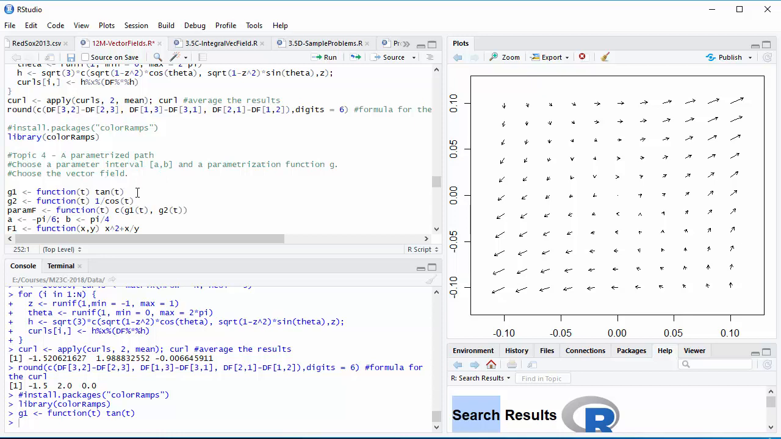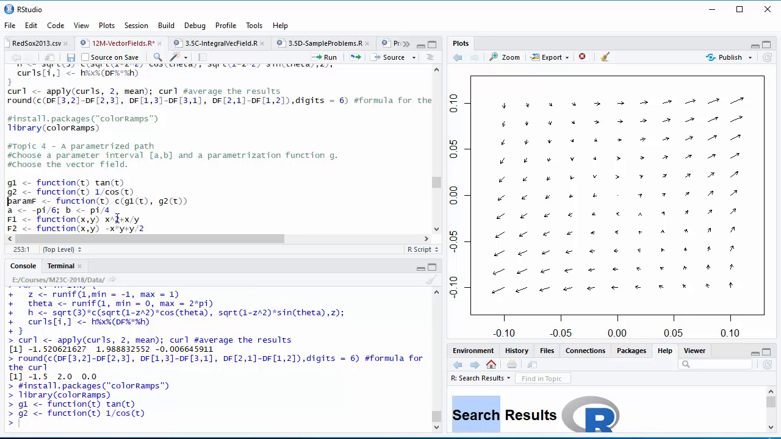So, first my parameterization. The horizontal component is going to be the tangent of my parameter. The vertical component is going to be the secant of my parameter, 1 over cosine of t. So my parameterization function takes a parameter t and produces a vector whose first component is the tangent of t, second component is the secant of t, and I'm going to run from minus pi over 6 to plus pi over 4.